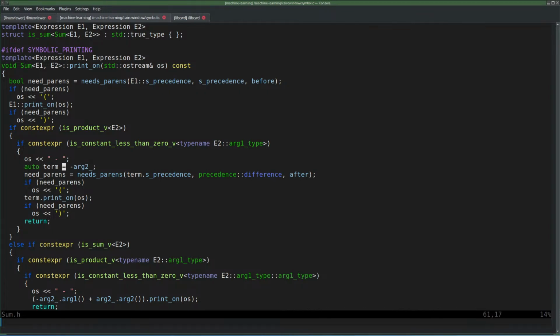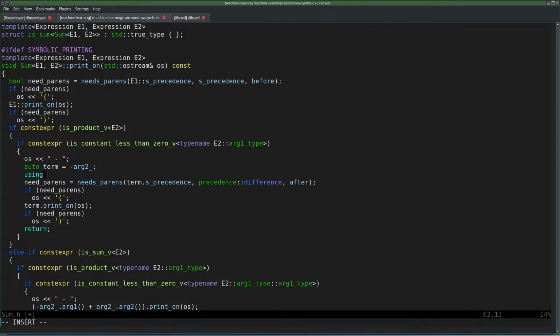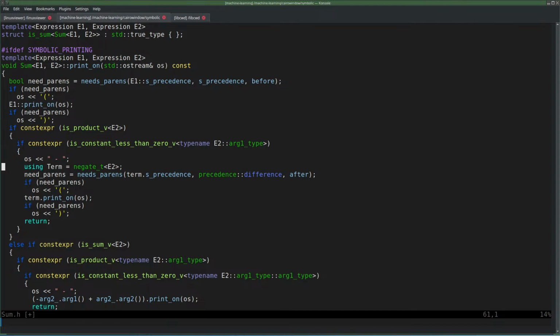Term. I could use a term type then. Using term is negate TE2. I don't like that. I just define negate as multiplying with -1. Or actually, if you put a minus in front of it, it's using negate, I guess. It should just work. If it works, then it works, you know.